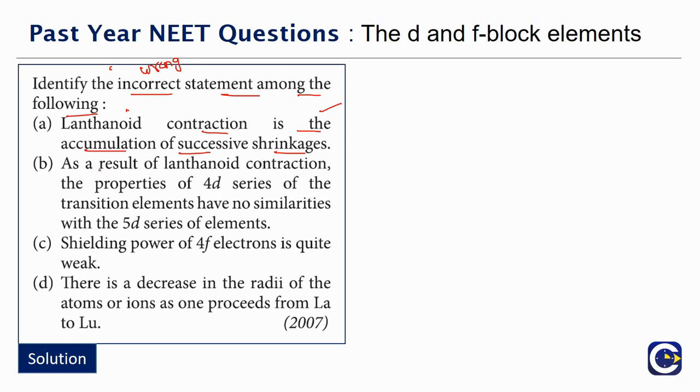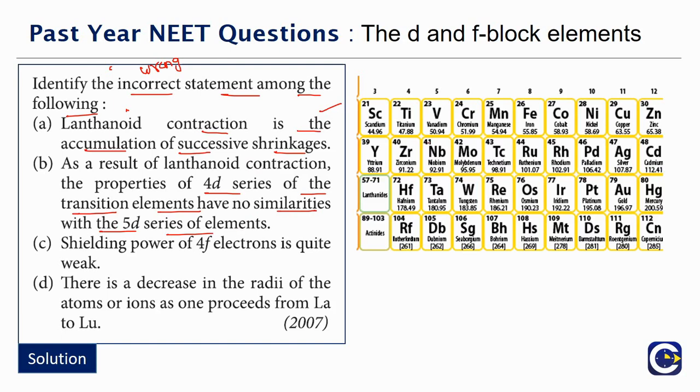Option B is saying that, as a result of the lanthanide contraction, the properties of the 4d series of the transition elements have no similarities with the 5d series. In fact, this is 3d, scandium and all that, this is 4d and this is 5d. So when you move from 4d to 5d, that is where you have the lanthanides coming.